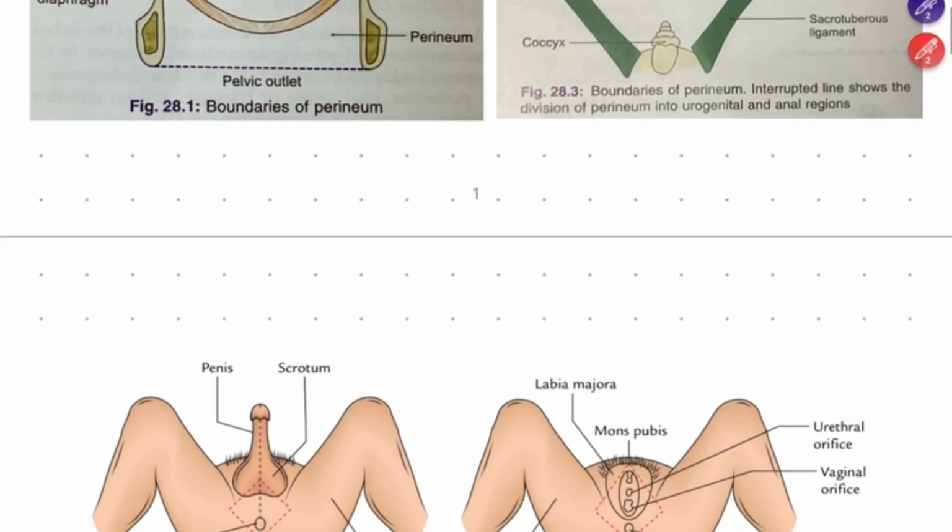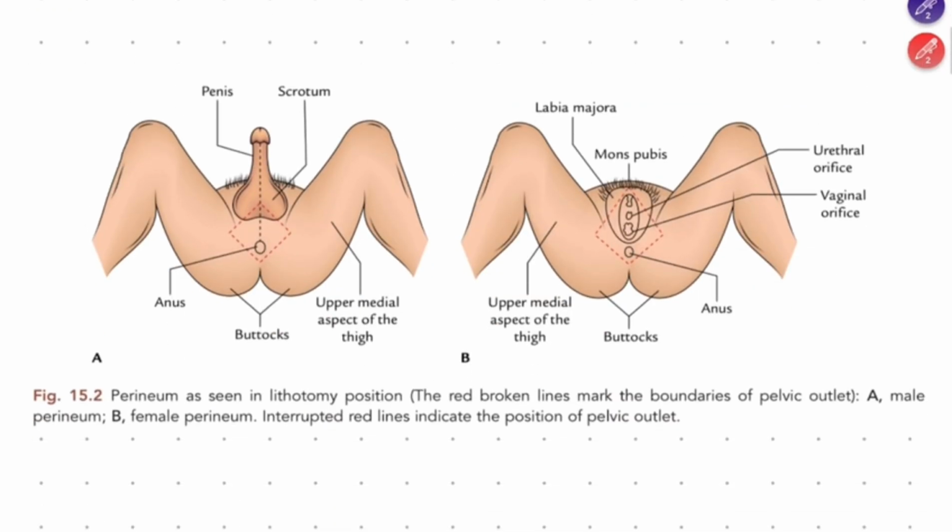In the lithotomy position, this is how the perineum appears in both male and female. In males, the perineum is traversed by the urethra and anal canal, and in females, it is traversed by the urethra, vaginal orifice, and anus.